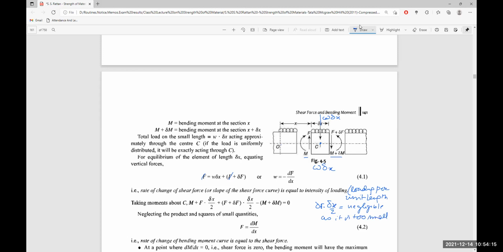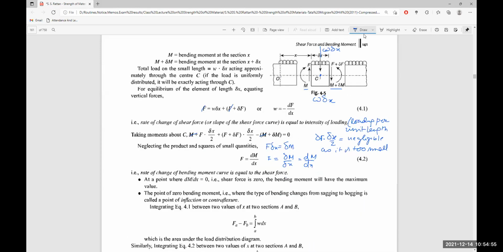So m is eliminated by this m, and this will be this minus delta load outwards. So f plus delta x is equal to delta m, and f will be delta m by delta x or dm by dx. The rate of change of bending moment is equal to the shear force. So the rate of change of shear force is equal to the rate of change of varying load, and the rate of change of bending moment is equal to the shear force.